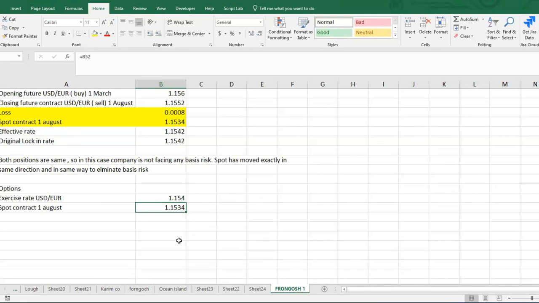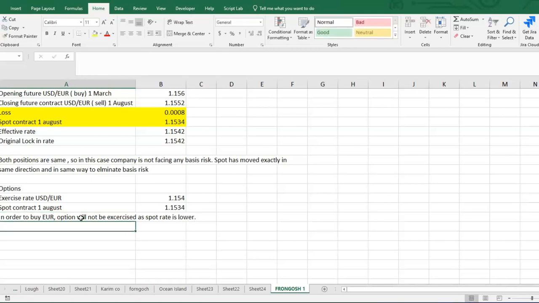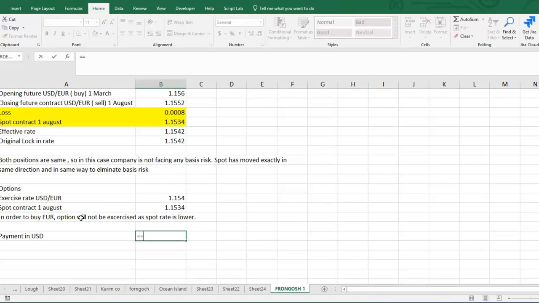We have to multiply. In order to buy euros, the option will not be exercised, as the spot rate is lower. Spot rate is lower, as the spot rate is 1.1534. So the company's payment in USD would be, the company will buy 18.2 million.